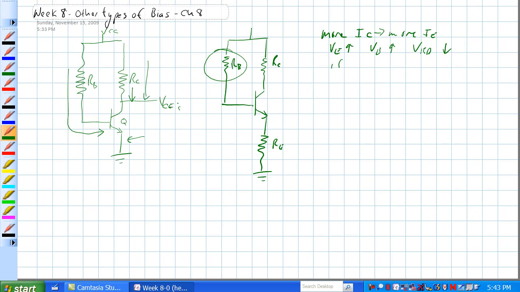And if VRB decreases, then less current. And beta DC times IB determines the emitter current.